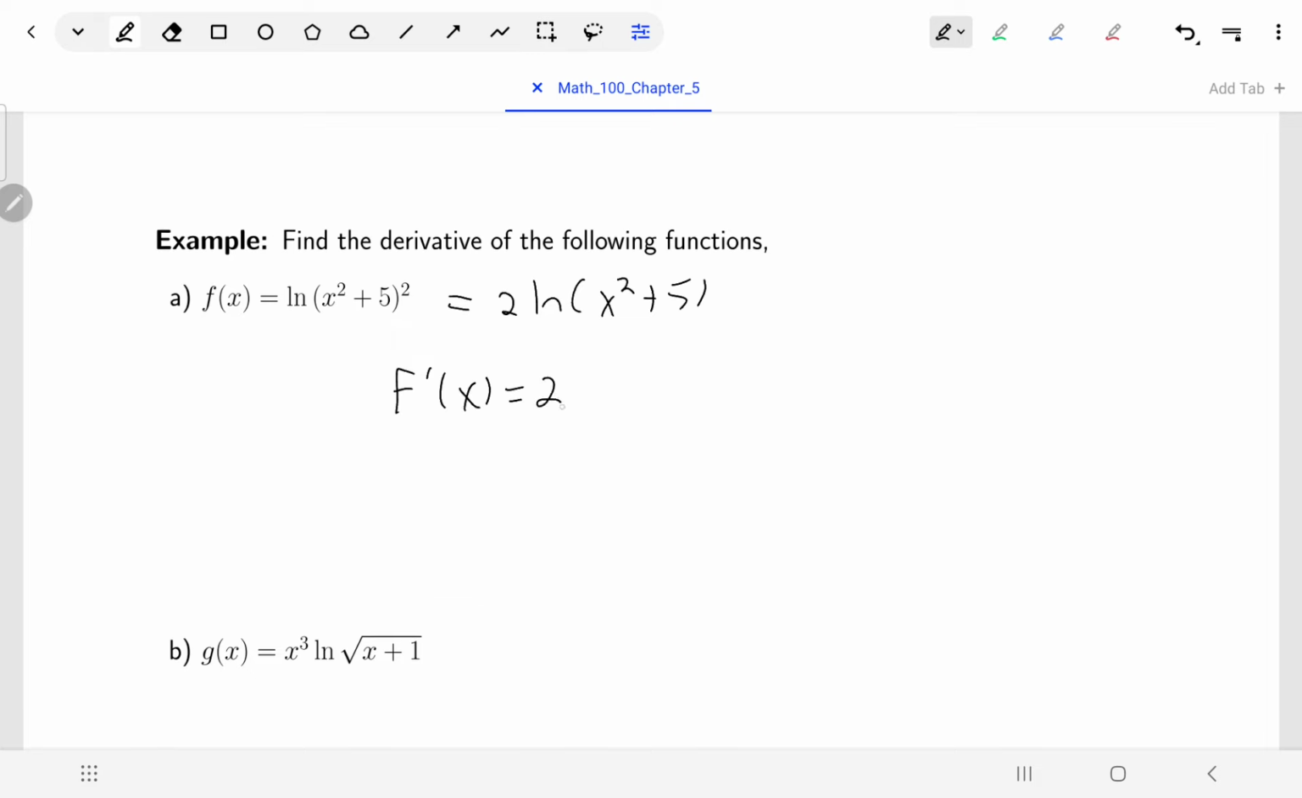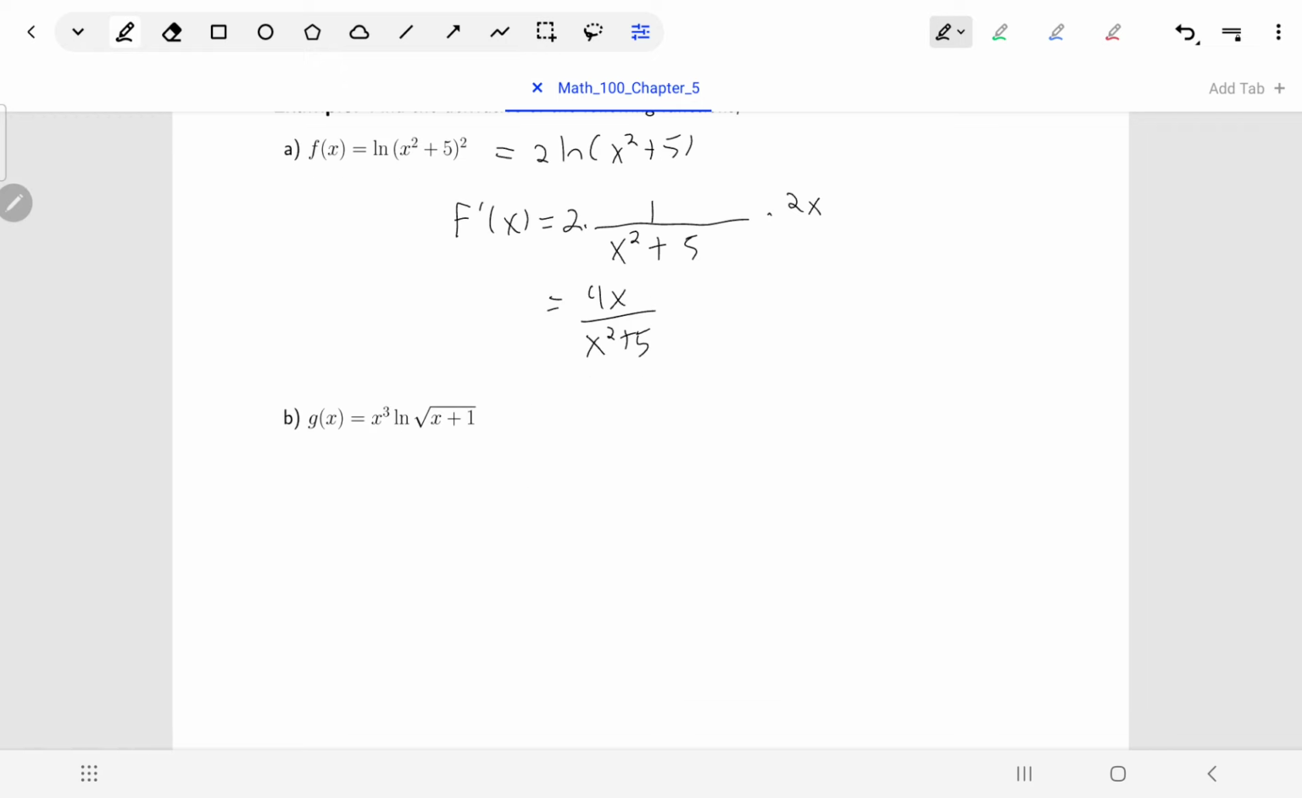And for the derivative of natural log of whatever, it's 1 over whatever it's the natural log of, multiplied by the derivative of what the function was, the derivative of x squared plus 5, which is 2x. So I have 2 times 1 over x squared plus 5 times 2x, which gives me 4x over x squared plus 5.